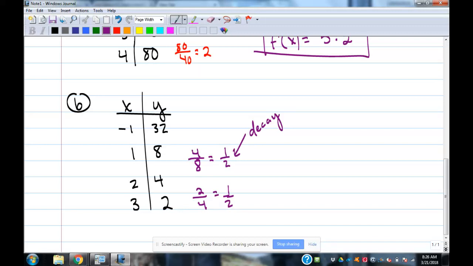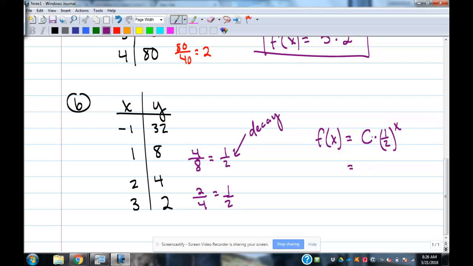Now, what about the actual equation for that? We know a is 1/2, but we don't have the ordered pair for 0. How could I find that? Would it be 32 times 1/2? Because what's 32? Okay. What if I didn't?